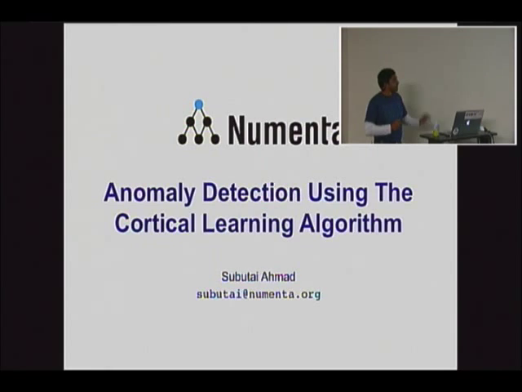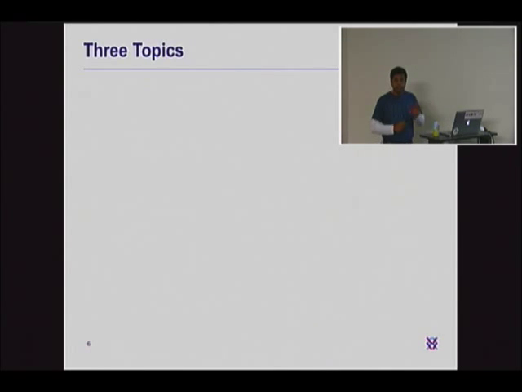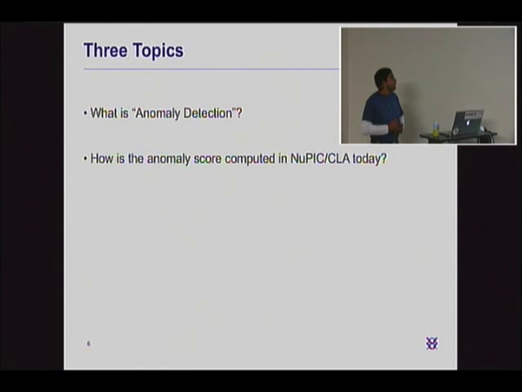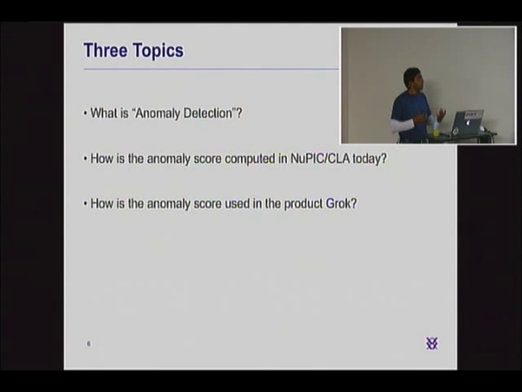So anyway, what I'm going to do is dive into some of the details of how we do it. There are basically three topics I want to cover today. One, what is anomaly detection? And I'll give you some more examples of anomaly detection. Then I want to go into a little bit of detail of how the anomaly score is computed in NuPIC and CLA today. The NuPIC code base does fundamentally prediction and anomaly detection, as Scott was talking about, so I'll describe at an algorithmic level what's going on there. And the third thing, as most of you probably know, we released a product called Grok, which does anomaly detection on IT data streams.